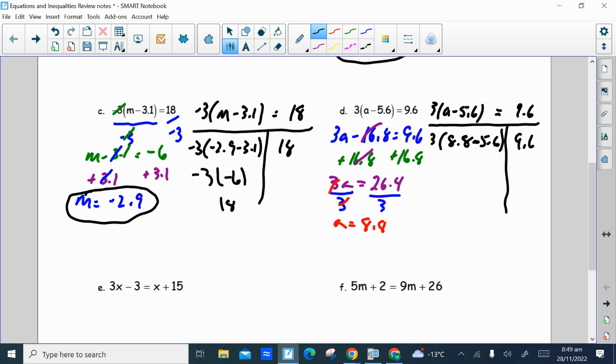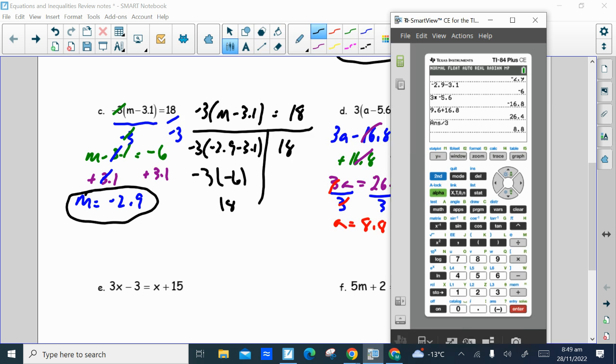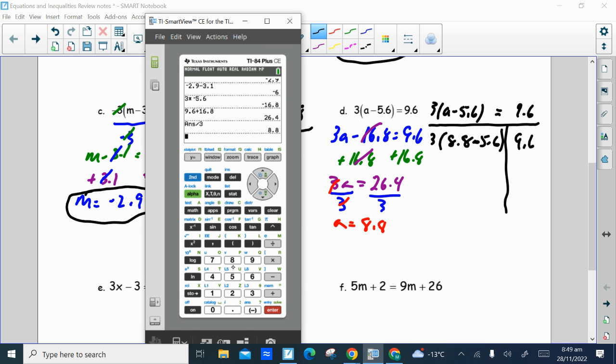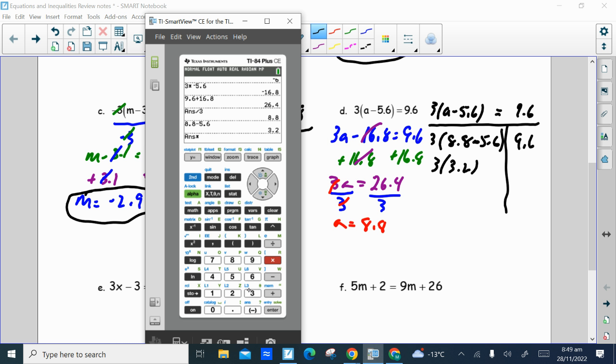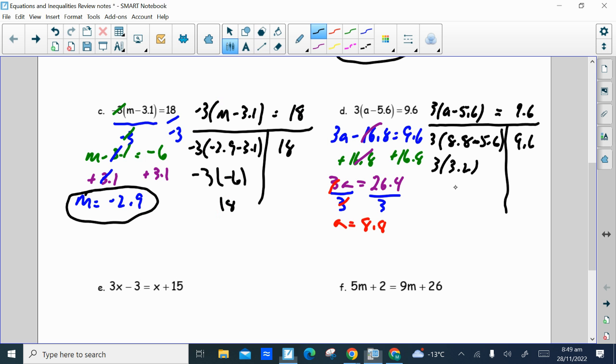So on the left side, we have 8.8 take away 5.6. I think that's 3.2, but let's check. 8.8 take away 5.6. Yeah, 3.2. That gives us 9.6 on the left, which matches what we have on the right. So we know our solution is correct. It checks.